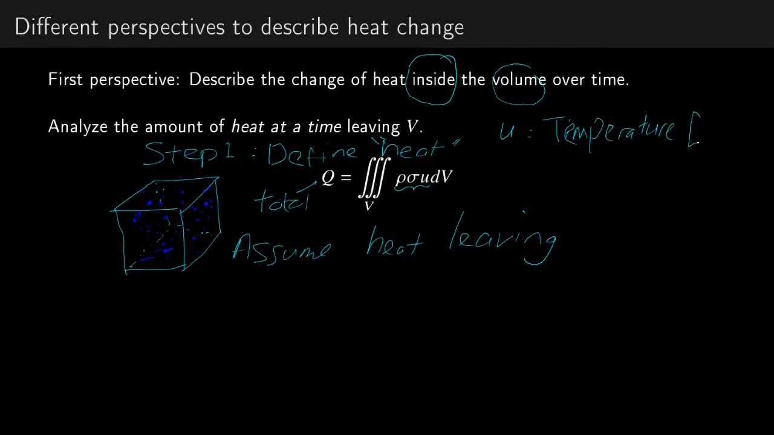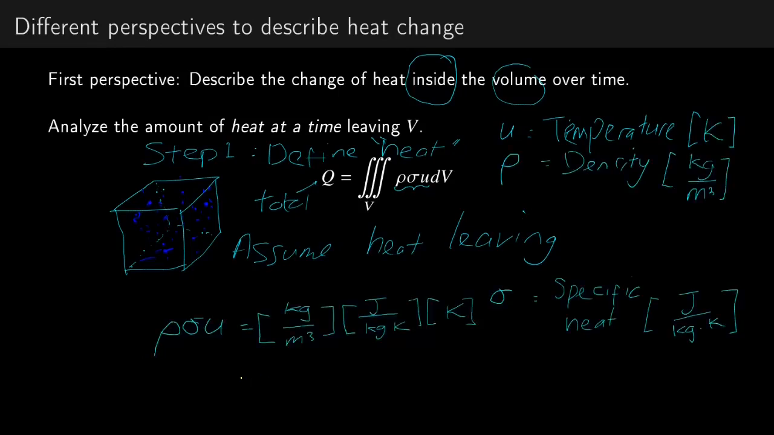Now just for a quick check of their units, we can see that some of them simply cancel out, and we are left with joule per meter cubed. So in a sense, you can think about the integrand as the heat density. So if you imagine the temperature U varies throughout the volume, and you have the scalar field U, you also have the scalar field of heat density in the volume.